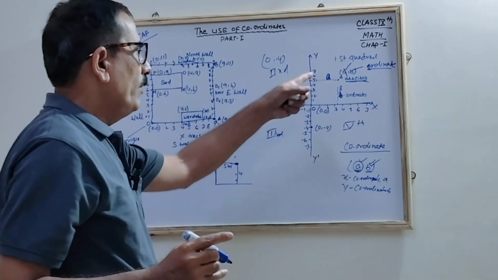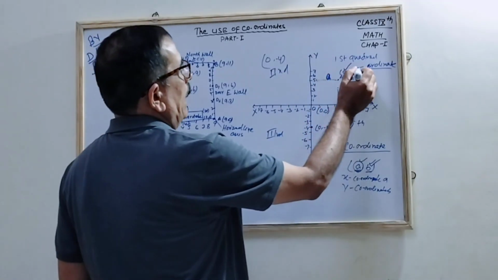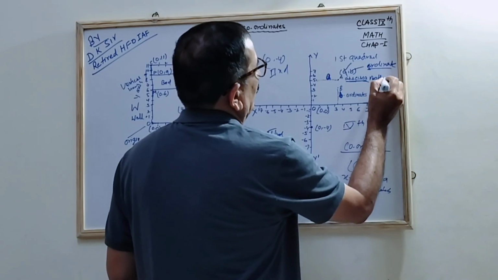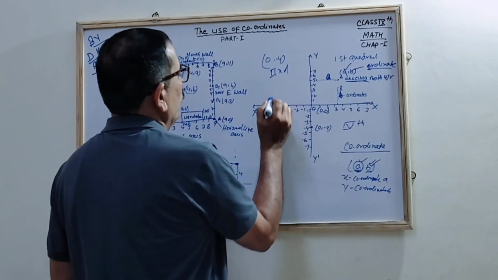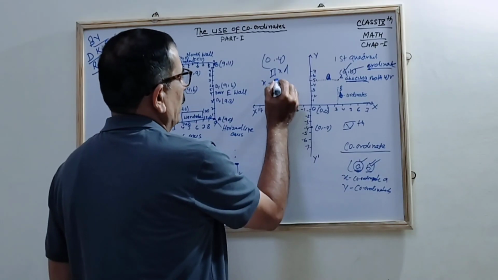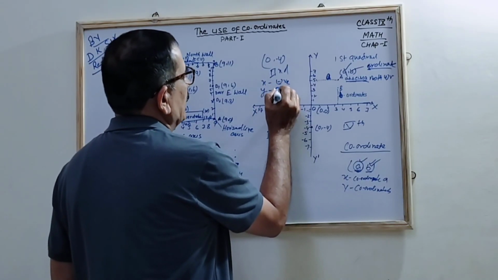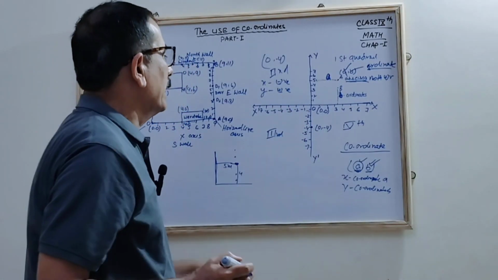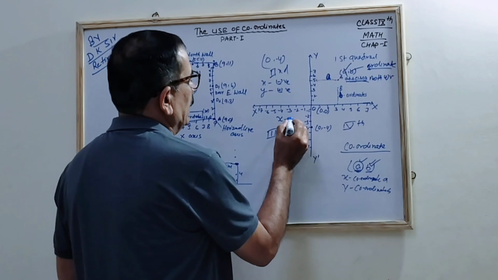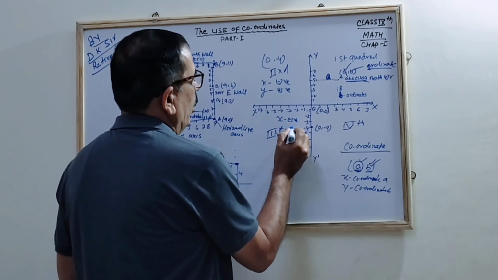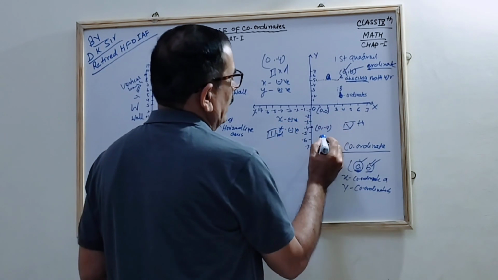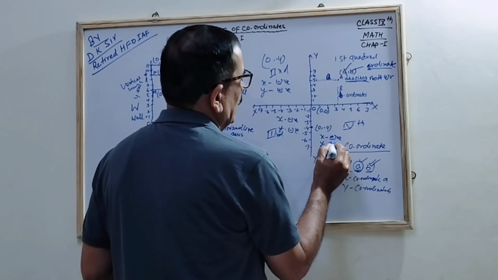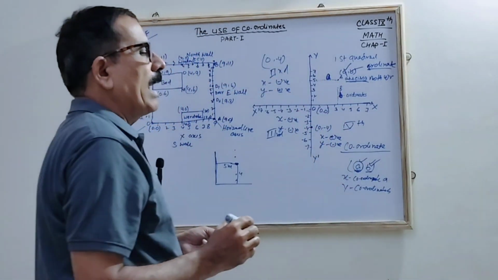Remember, in the first quadrant, both coordinates will be positive. In the second quadrant, you get x negative and the y coordinate positive. When the point falls in the third quadrant, you will find x is negative and y is also negative, correct? And here in the fourth quadrant, x is positive and y is negative. Understood? So you should have an idea about that.